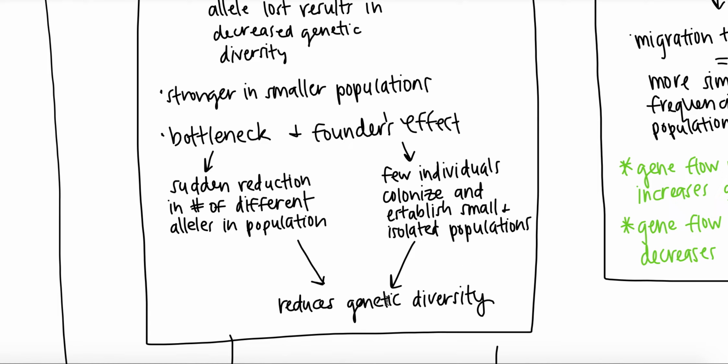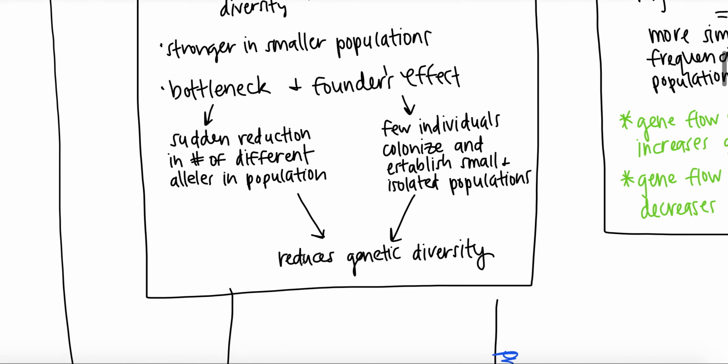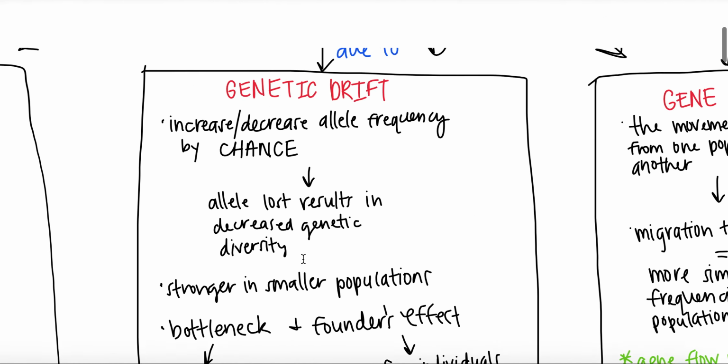This also reduces genetic diversity because whereas before there were 1,000 birds and endless amounts of different types of genes, now they only have 5. And so the rest of the 995 birds and what they contributed is no longer there. So that's why there is a reduction in genetic diversity.